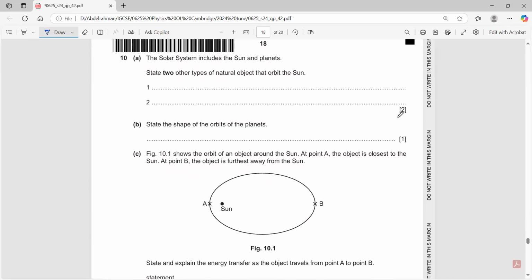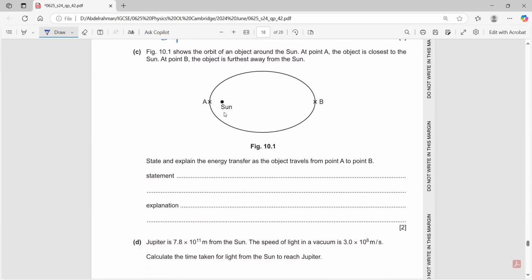The solar system includes the sun and planets. State two other types of natural objects that orbit the sun. What are other natural objects? You can say, for example, comets and asteroids. Say the shape of the orbits. The orbits are elliptical.